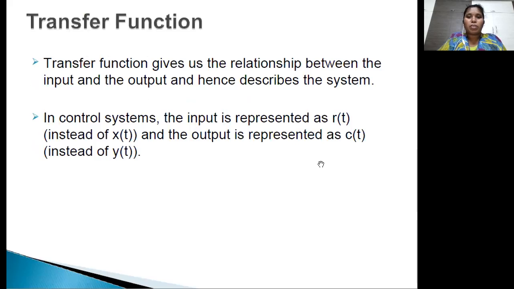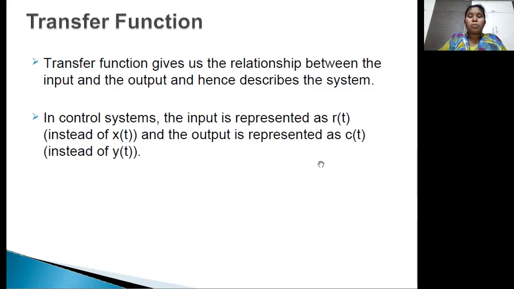First of all, what is meant by transfer function? The function which shows the relation between the input and output of a system is a transfer function, and it can be defined as the ratio of the Laplace transform of the output signal to the Laplace transform of the input signal. The output signal in a control system is represented with the letter C of t, because in the first class I said that C of t is the response given by the control system, which can also be called the controlled variable output.